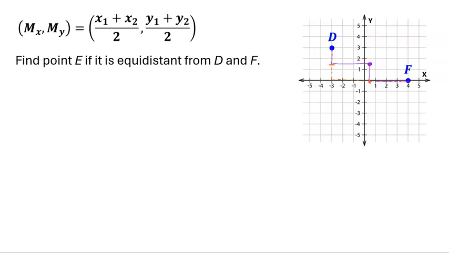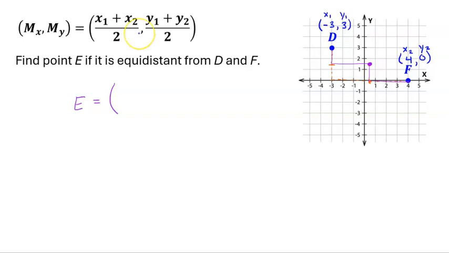But let's go ahead and use the formula. So we've got the midpoint is E, so instead of M, I'm just going to go ahead and put E here. And let's go ahead and put our 2 points. So D is at negative 3, 3, and F is at 4, 0. Okay, and then let's go ahead and label this x1, y1, and x2, y2. And remember, it doesn't matter which one is x1, y1 and x2, y2 because we're looking for a midpoint.